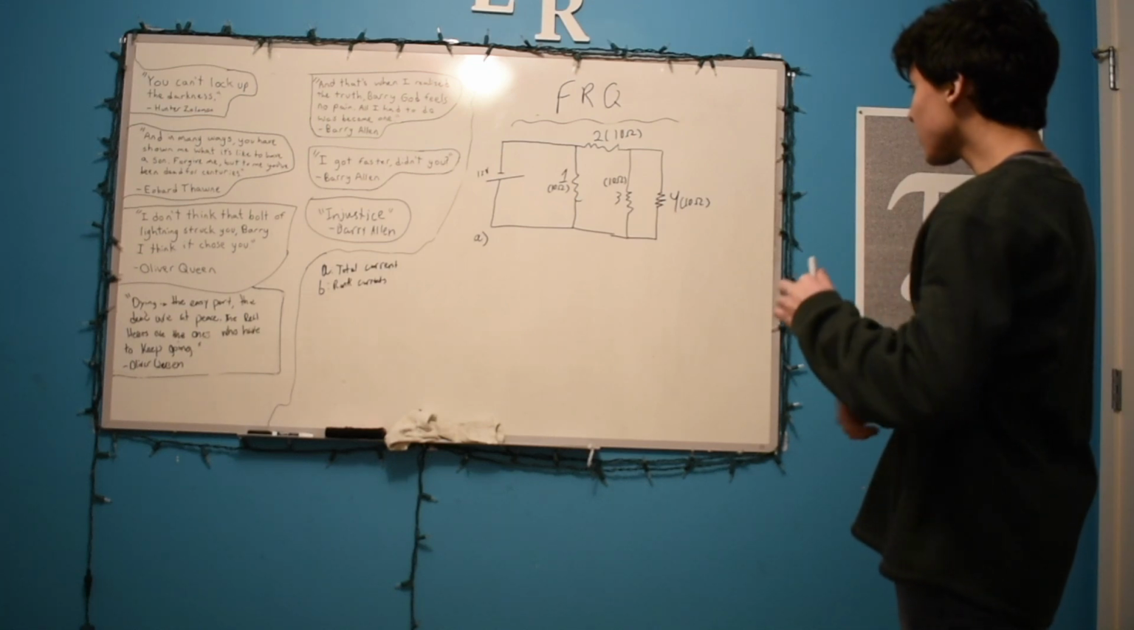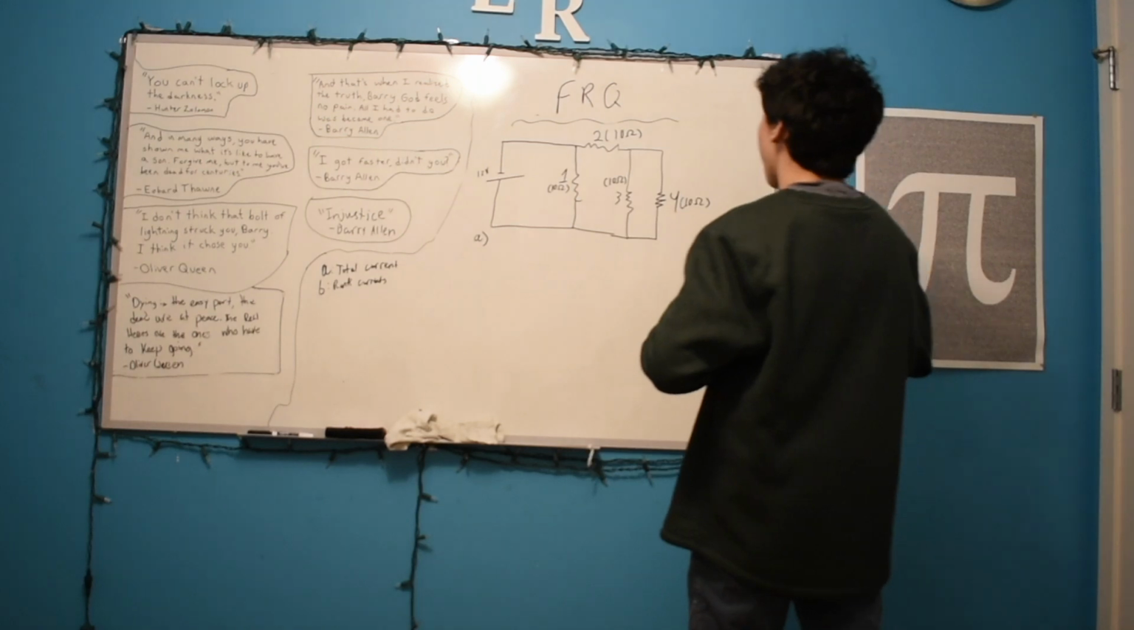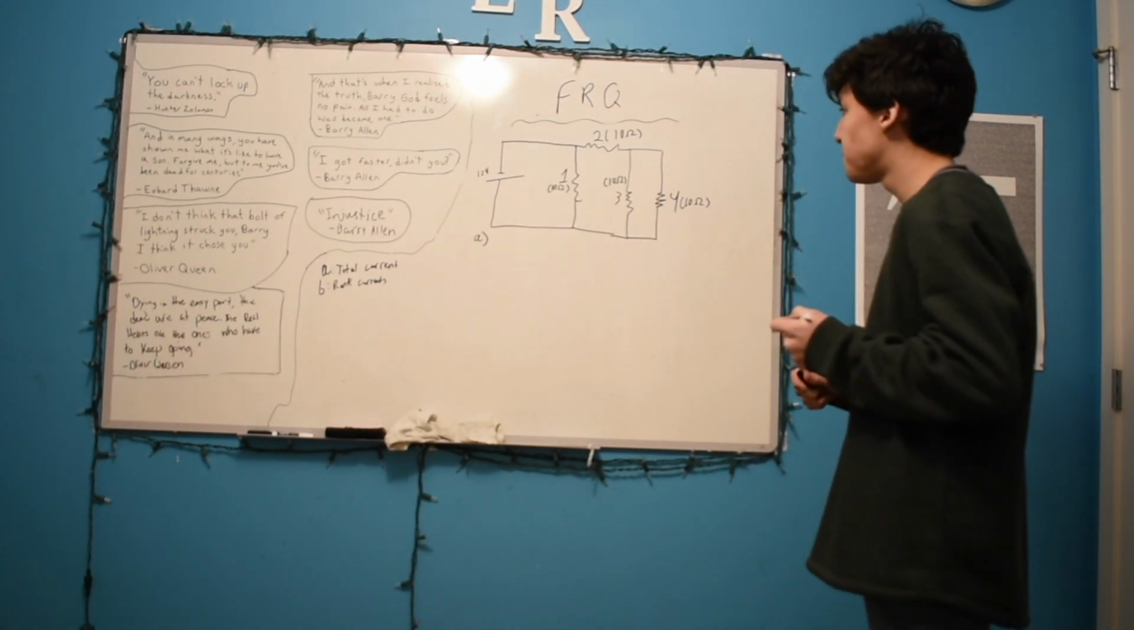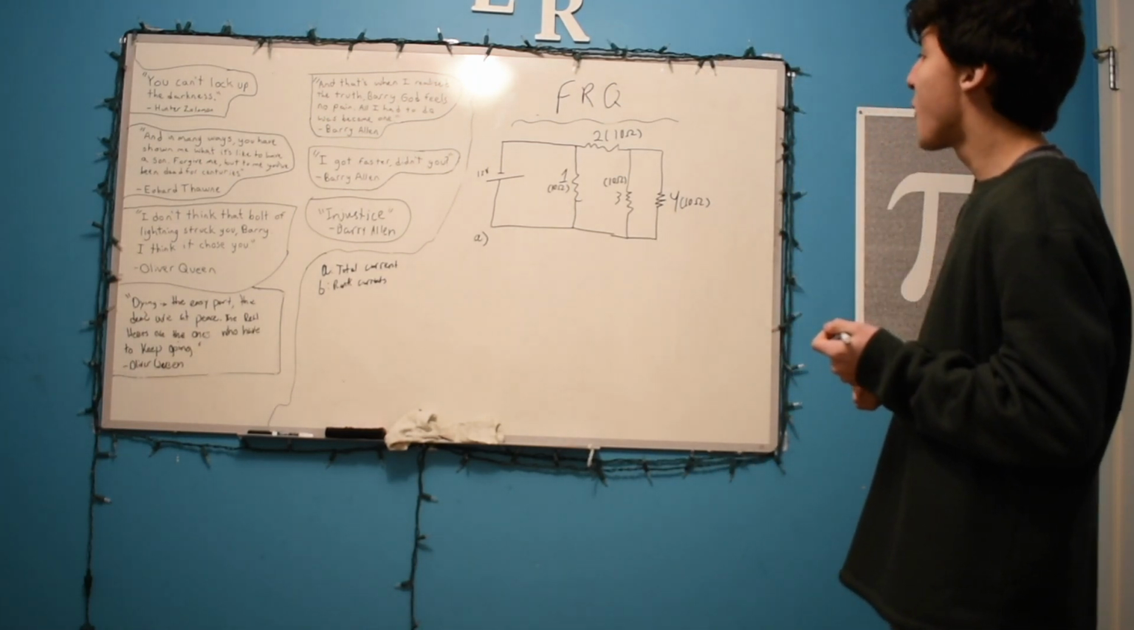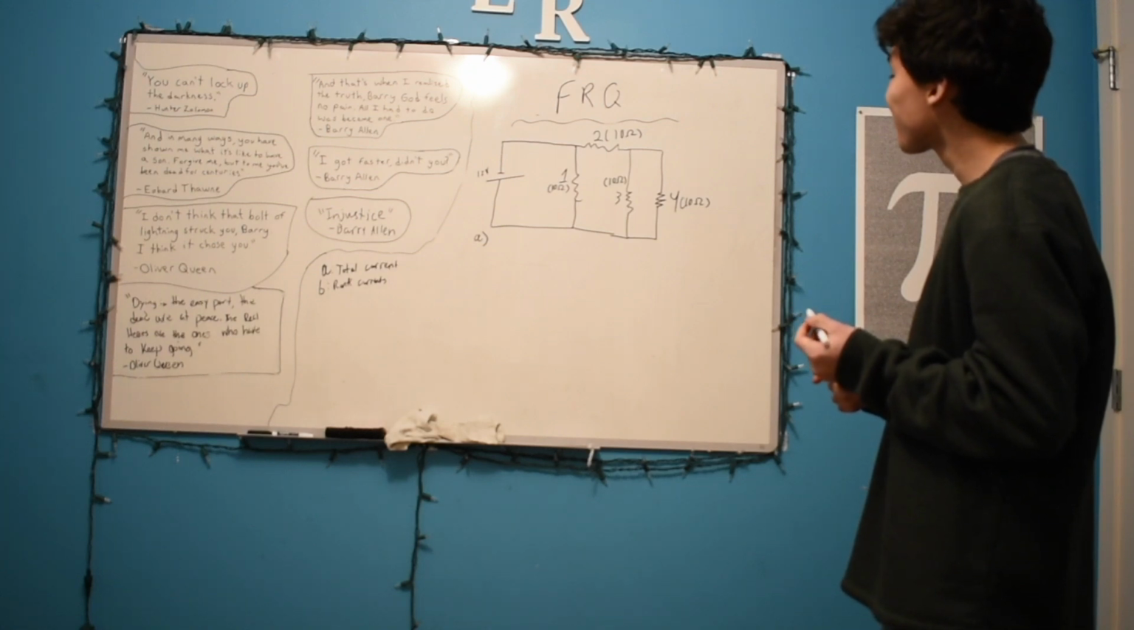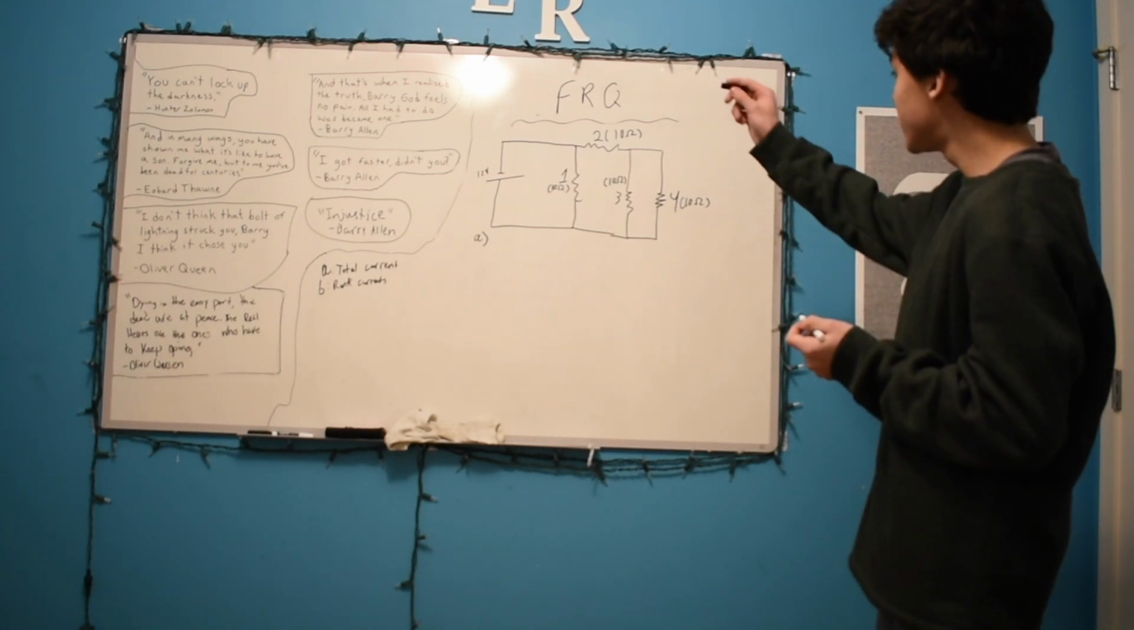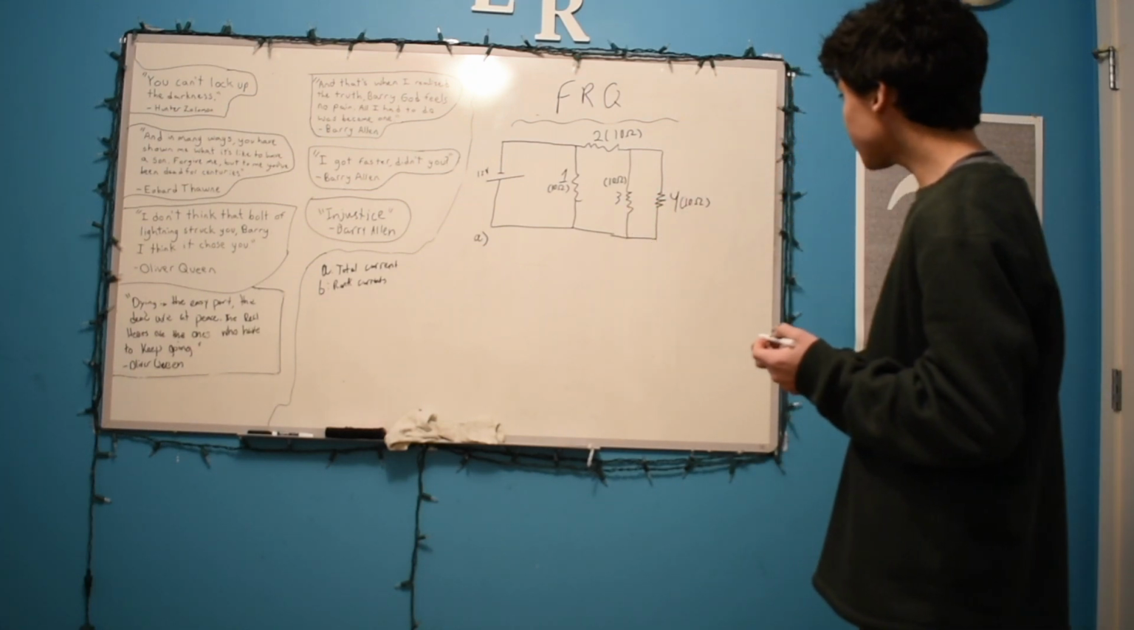Part A is just to calculate the total current of the battery. So we have to calculate the total current. Each of those resistors, 1, 2, 3, and 4, are all 10 ohms.